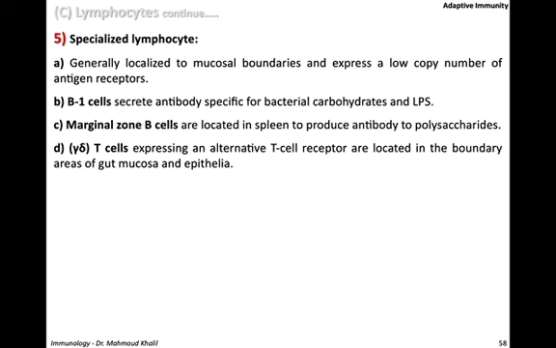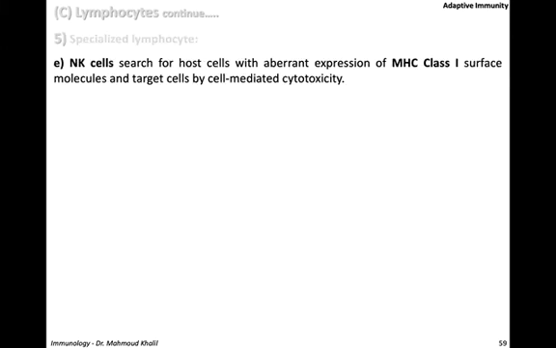And we also have the cell that was asked about before, the gamma delta T cell. As we said, they express an alternative T cell receptor, the gamma delta, and represent 5% of the total cells that have receptors. They are located, as we said, at the boundary areas of the gut mucosa and the epithelium.